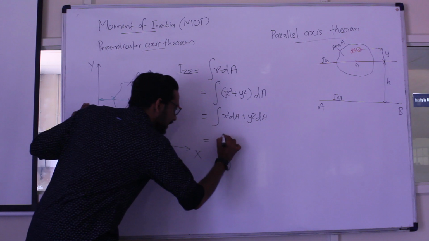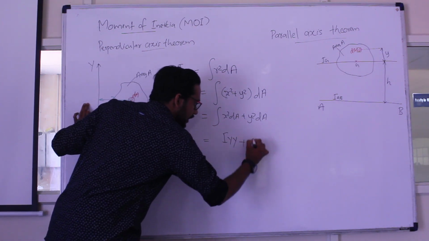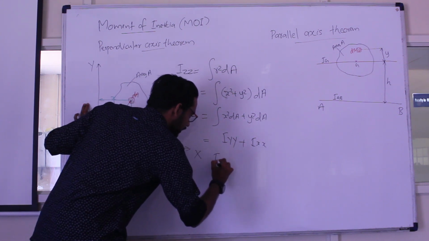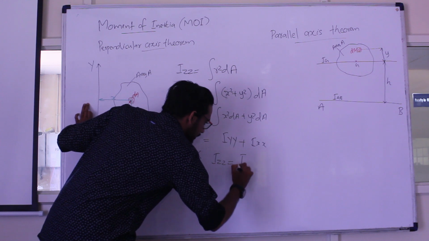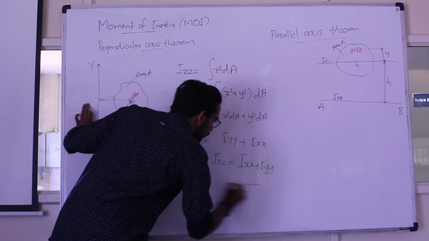So integral x square dA is your Iyy and integral y square dA is your Ixx. So finally we can rewrite the equation as Izz equal to Ixx plus Iyy.